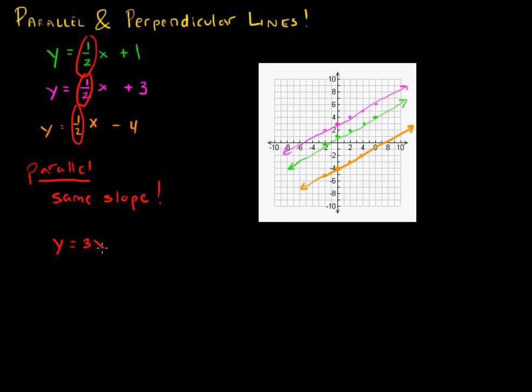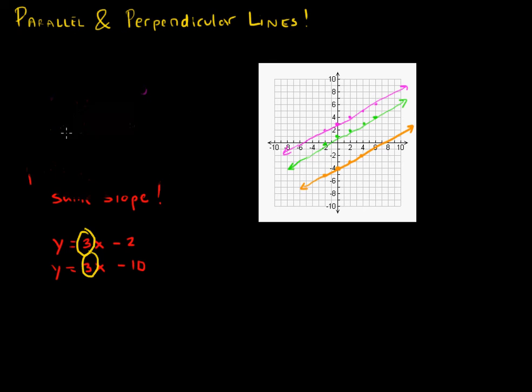If I said y equals 3x minus 2, and then y equals 3x minus 10, those are parallel. I don't even have to graph it. I know right away because their slopes are identical. And when I say identical, I mean identical. One can't be negative and the other positive. They've got to be exactly the same. So that's basically parallel lines in a nutshell. The slopes have to be identical.